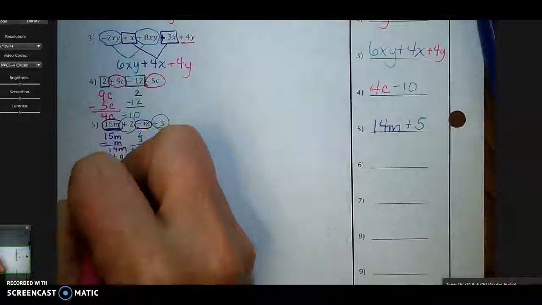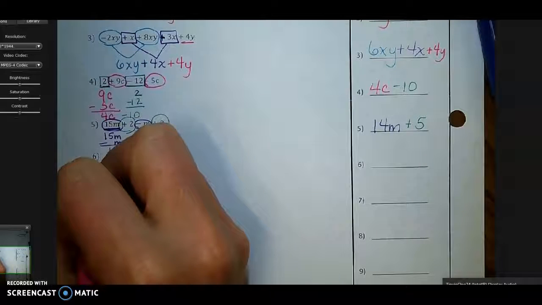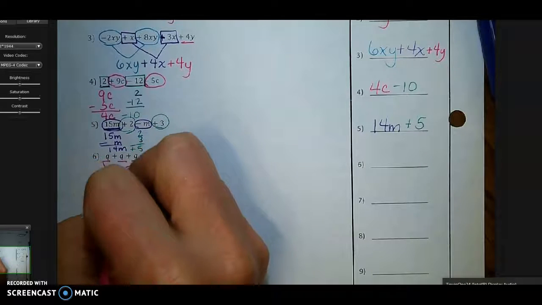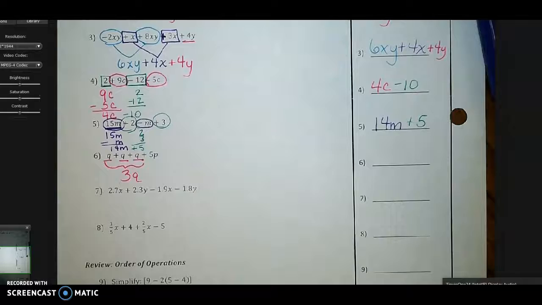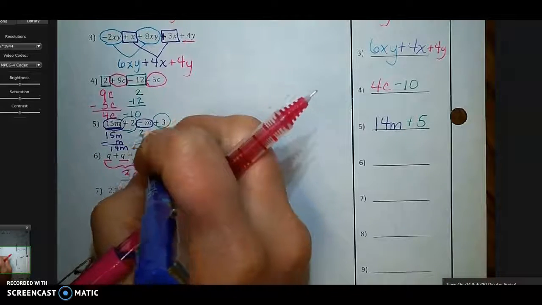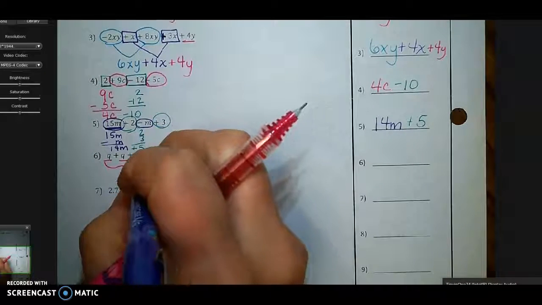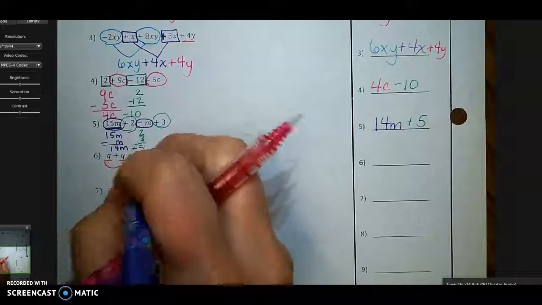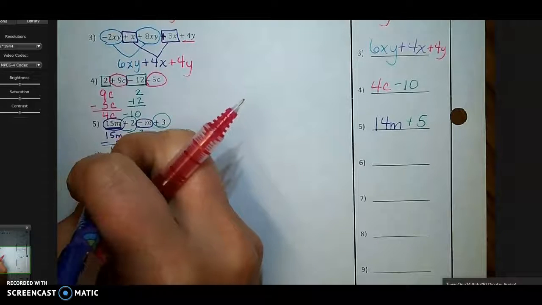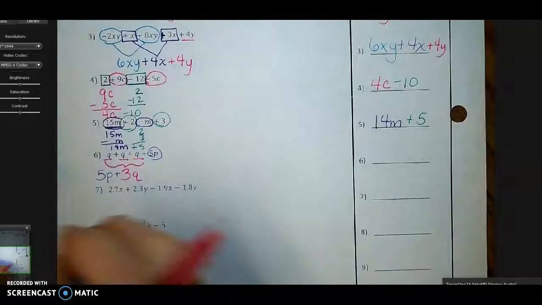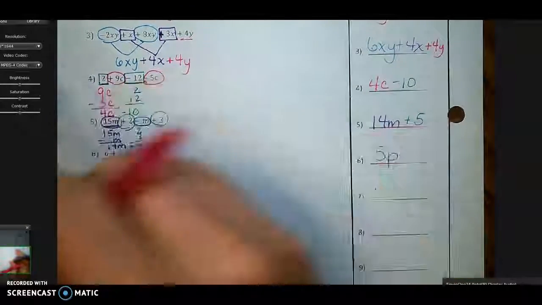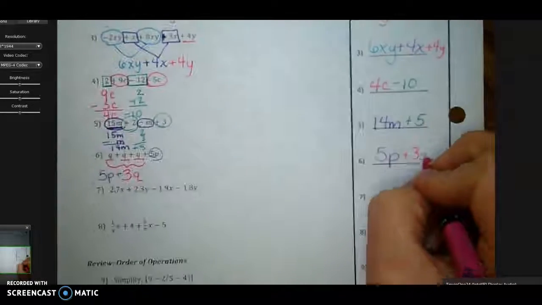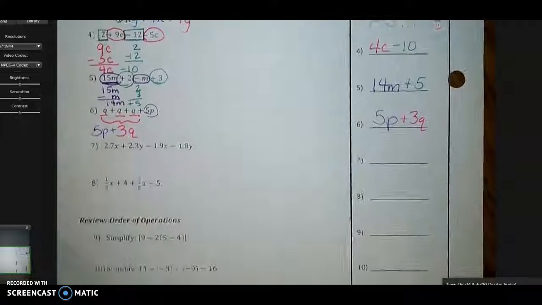This next one I have q plus q plus q. Well, all of those added up, I have 3 of them, so I have 3 q's. And then all I have left is this 5p. P is in the alphabet before q. So my answer is 5p plus 3q because we want to go in alphabetical order.